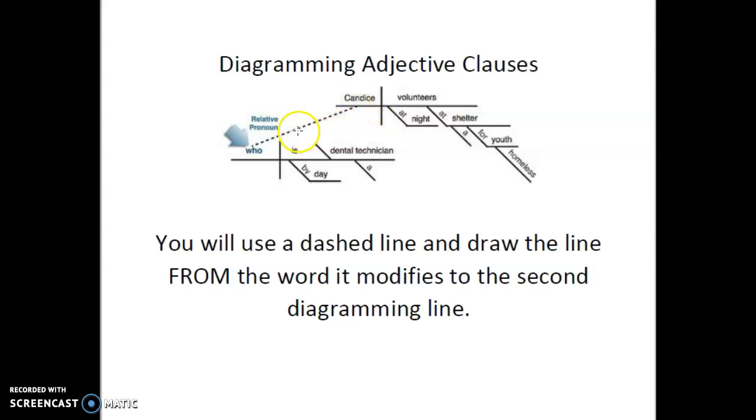The dashed line runs from the key subject, the main subject, down to its own little line. The who, which clause is always going to be diagrammed underneath the main skeleton. So don't get into any kind of weird habits of diagramming them however you want to. You use a dashed line, and you draw the line from the word it modifies down to the second diagramming line. So the diagramming is fairly easy.